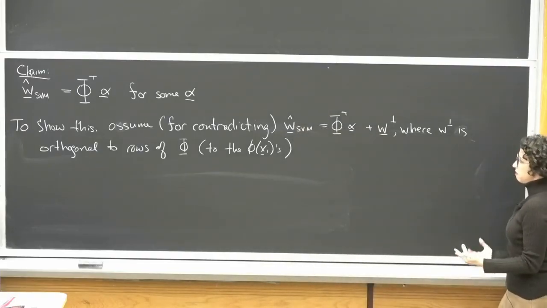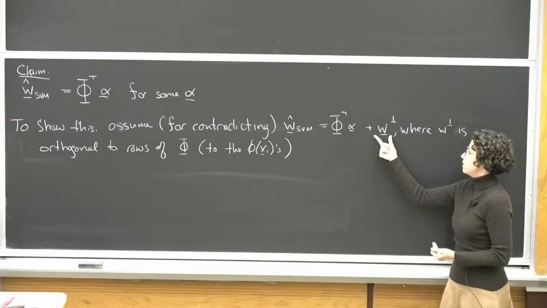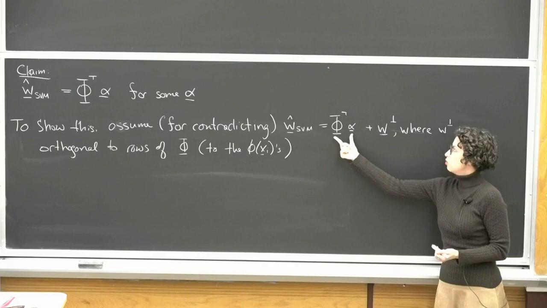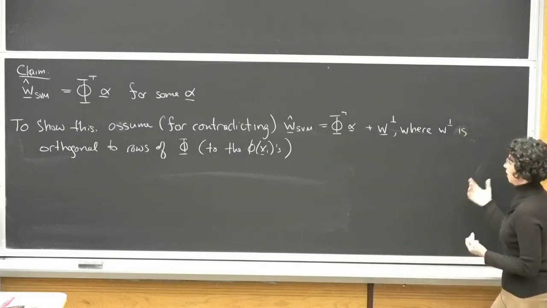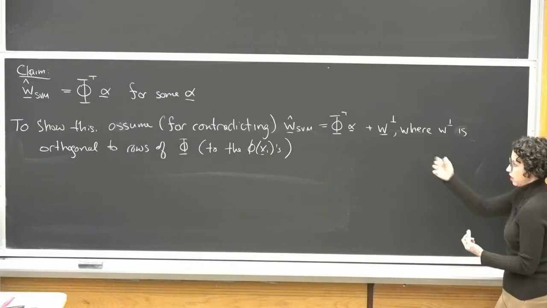And I'm just formally stating what I said verbally up here. So the W perp is everything that cannot be represented in terms of the rows of phi. And so in order to say it cannot be represented by the rows of phi, I'm assuming that it's orthogonal to the rows of phi.